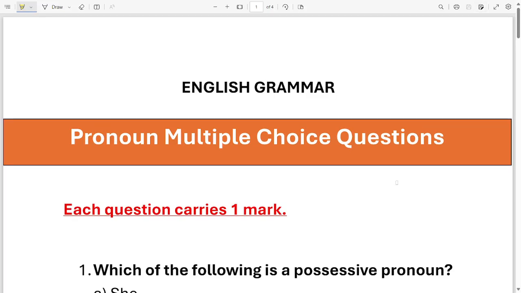Today's grammar topic is pronoun. There will be a multiple choice question and each question carries 1 mark. So let's start solving the question together.